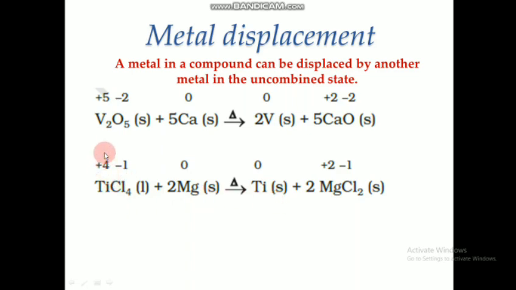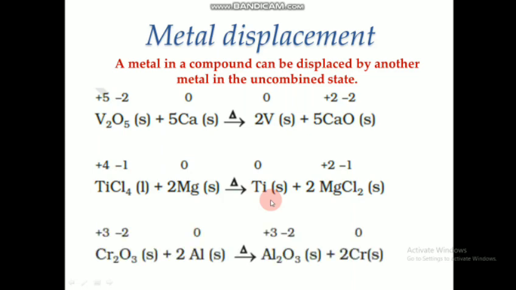So titanium from +4 oxidation state is moving to 0 oxidation state. In case of chlorine, there is no change, and Mg goes from 0 to +2. So +4 to 0 means a decrease in its oxidation number, which tells us it is reduction. And chlorine, no change. Magnesium 0 to +2, an increase in oxidation state, which means oxidation. So oxidation is occurring for Mg and reduction is occurring for titanium.